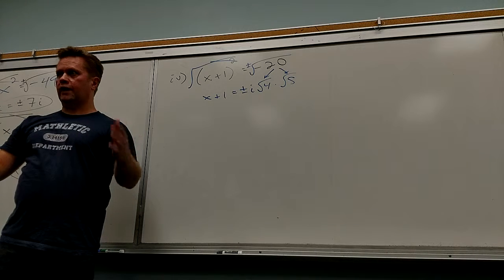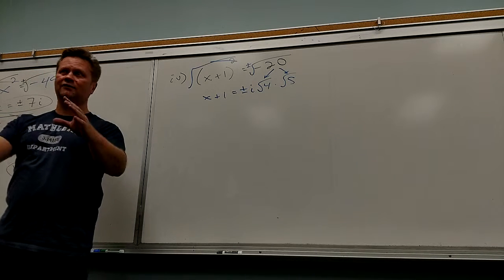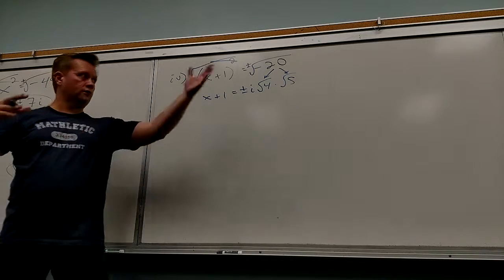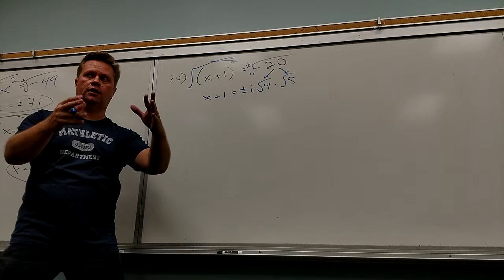So it's the same old thing. If I have rad 20, you can break it down. If there's a negative, just put that as i. Right? That's the new piece. And the 20 piece is old. We know how to do that.